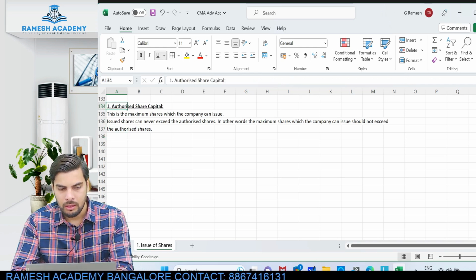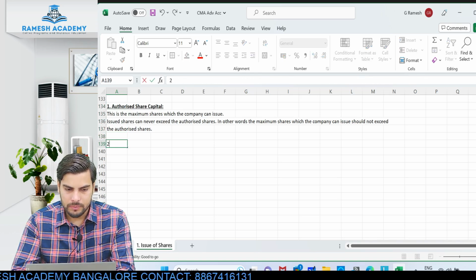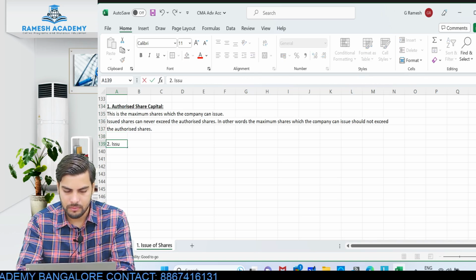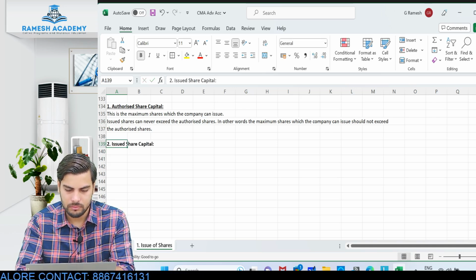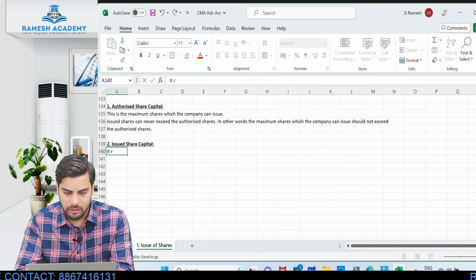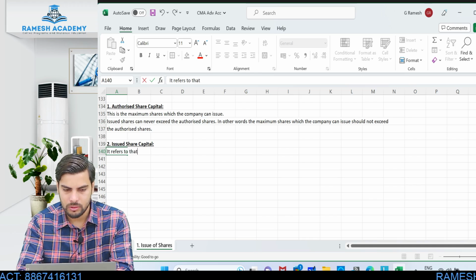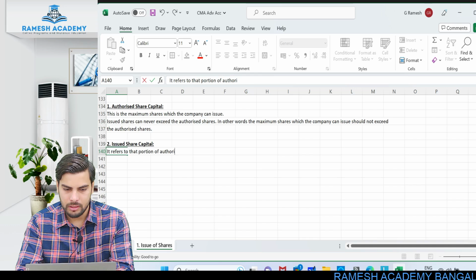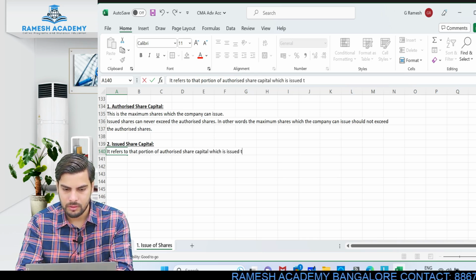Simple. Now let's talk about the issued share capital. It refers to that portion of authorized share capital which is issued to the public for subscription.